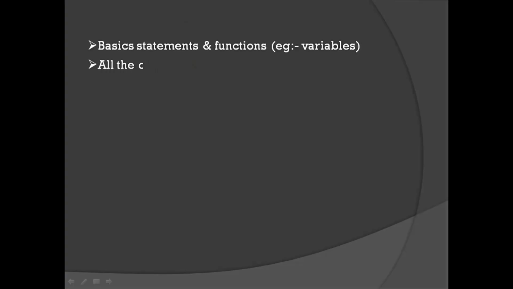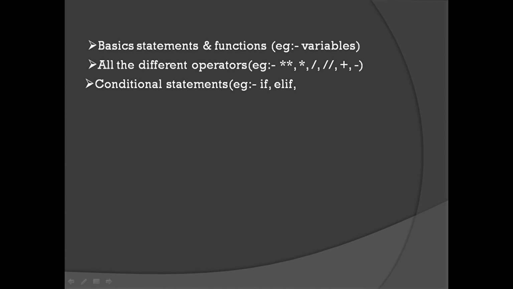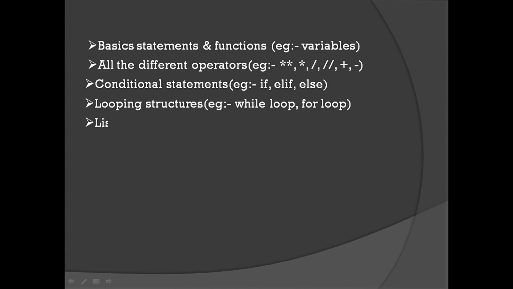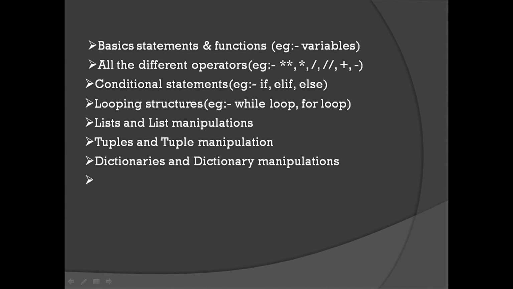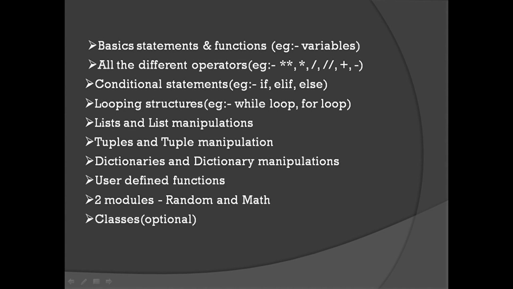In fact, after 3 years of dabbling and learning all of the 7 skills that I'm going to discuss in this video, I realized that the core knowledge of Python that I'm using on a daily basis can just be learned in 3 hours. You just have to have a good understanding of the following: all the basic statements and functions, all the different operators, conditional statements such as if, elif, and else, looping structures such as the while loop and the for loop, lists and list manipulations, tuples and tuple manipulations, dictionaries and dictionary manipulations, user-defined functions, and 2 of the most famous modules, random and math.